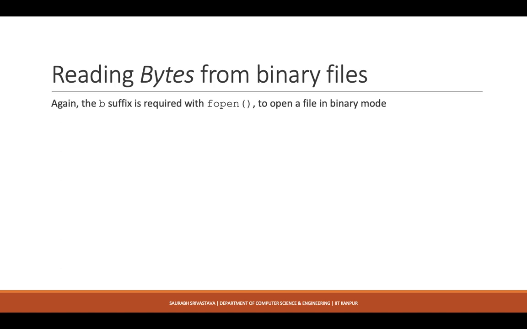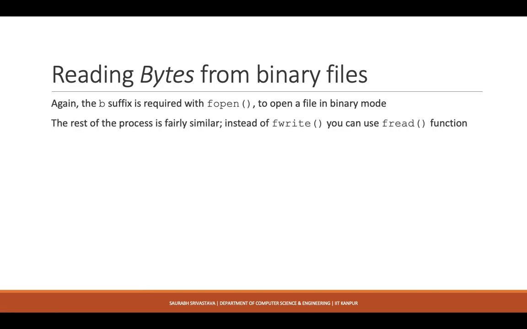Now, if you want to read the same data written through the previous program, well, we start from the same place, fopen, and you also suffix b with r in order to open it in the binary mode. The rest of the process is fairly similar. Instead of the function fwrite, you use the fread function. The parameters are also similar.